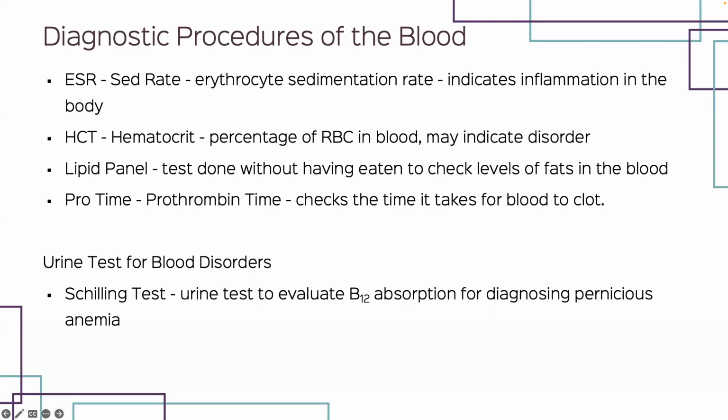ESR is a sed rate. It indicates inflammation within the body. Hematocrit, which will tell you your red blood cell count within the blood. Lipid panels, basically you will fast typically for this so that you can have those levels tested and it will tell you whether or not you've got levels that are too high or too low. And then your prothrombin time, that just checks how long it takes for you to clot. I'm not saying that this is the only time you can have it done, but the majority of the people that have it done are on long-term therapy, or elderly.